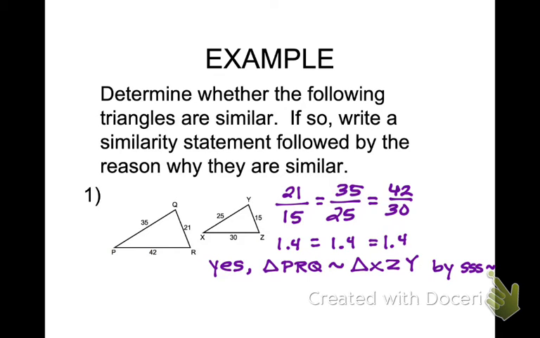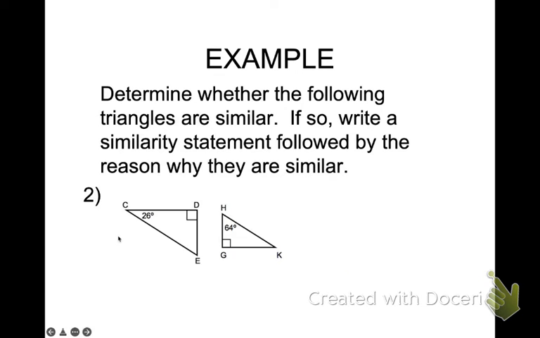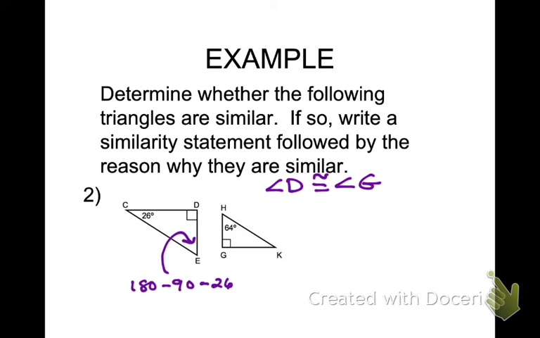All right, let's jump to number 2. Do we have any sides given to me? No. So it can't be side, side, side. It can't be side, angle, side, which leaves me with angle, angle. Do you have 2 sets of congruent angles? Well, we have right now angle D congruent to angle G, right? Because those are right angles. What would be the measure of angle E? That would be 180 minus 90 minus 26.